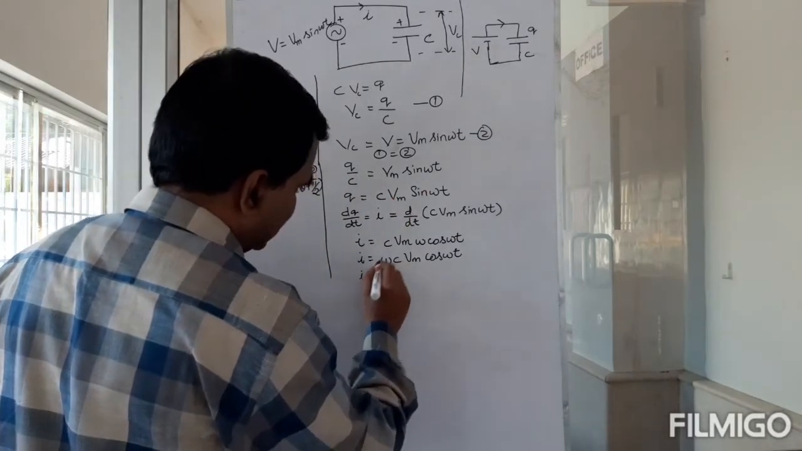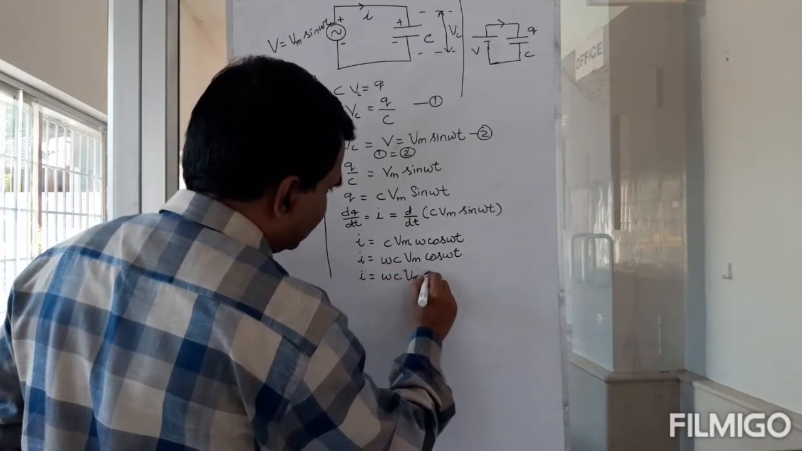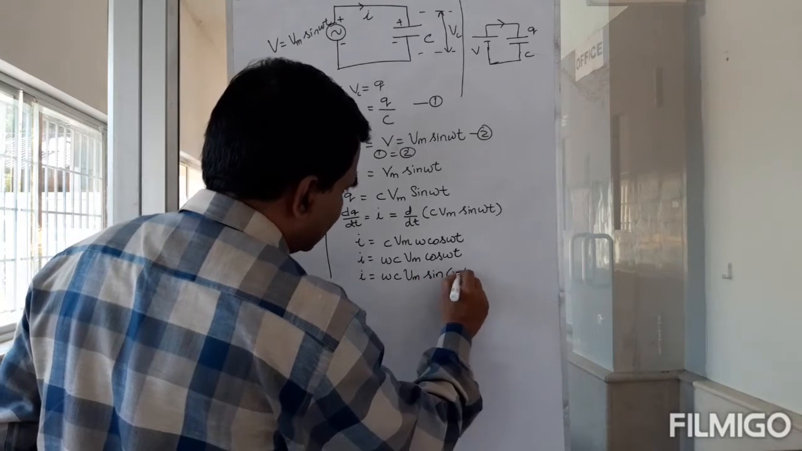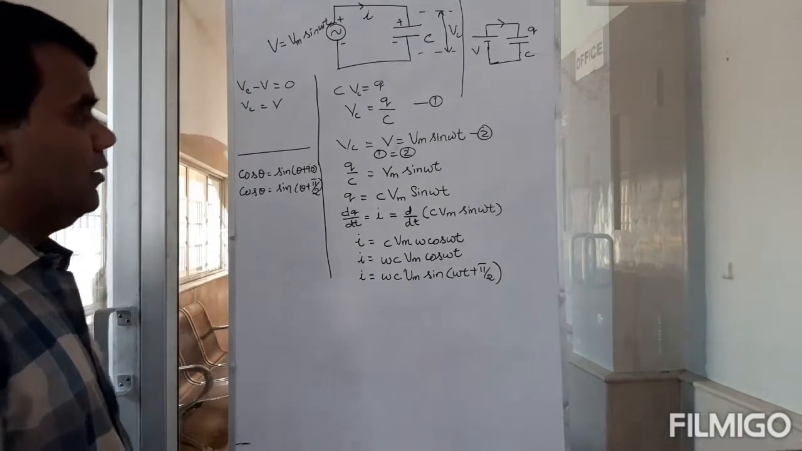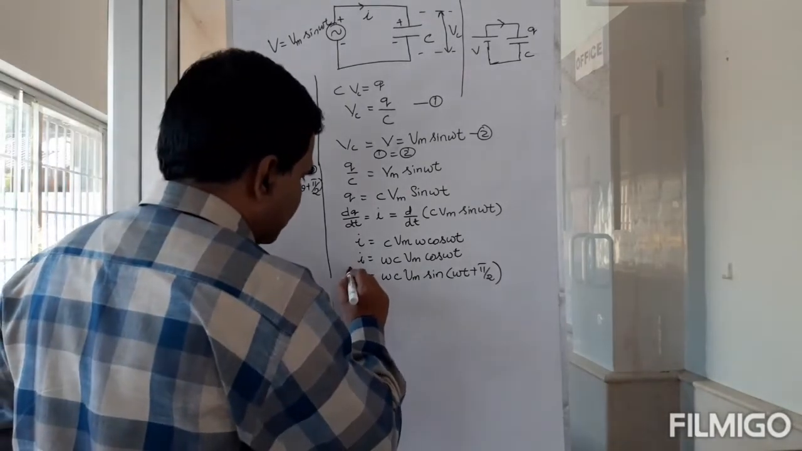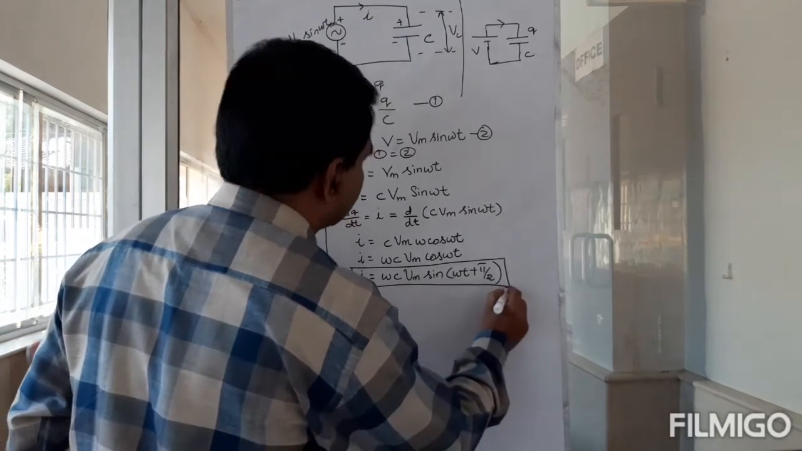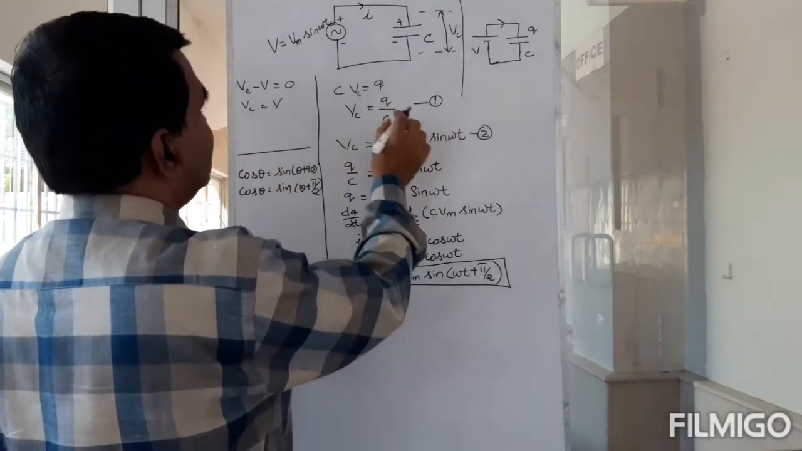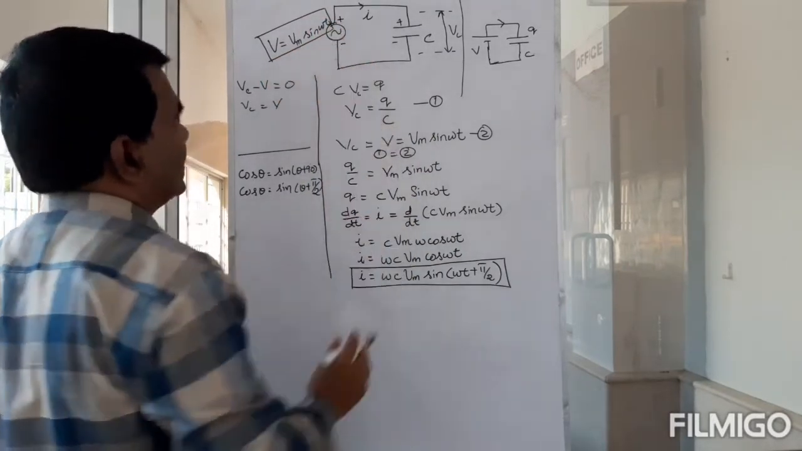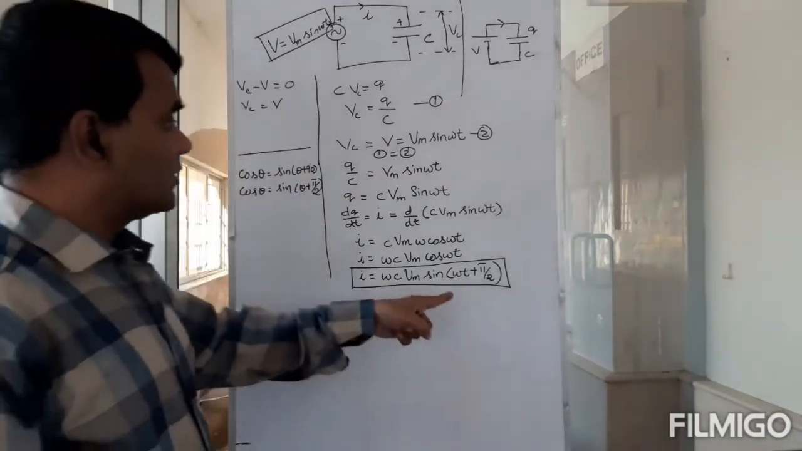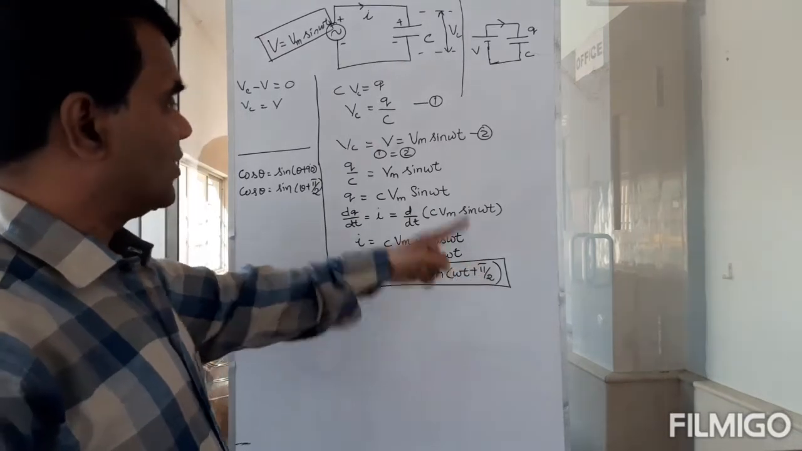So I is equal to omega c Vm and then sin omega t plus pi by 2. Okay, so this is my current equation. At any point in time t, this is a value of the current I get. At any point in time t, this is a value of the voltage I get. Now what is the relationship? You notice that this is plus pi by 2. So what does it mean?